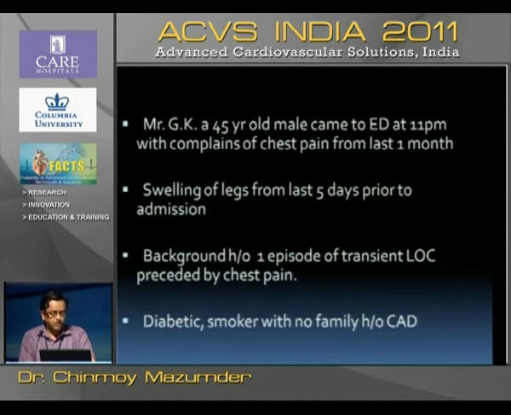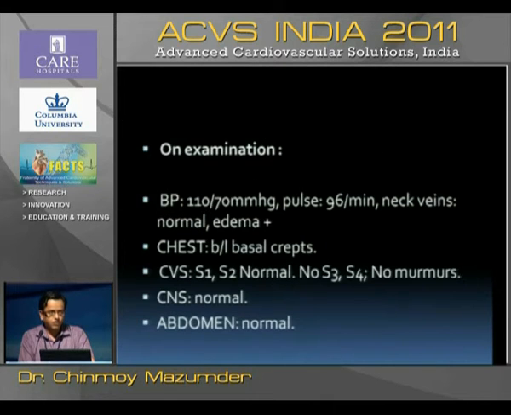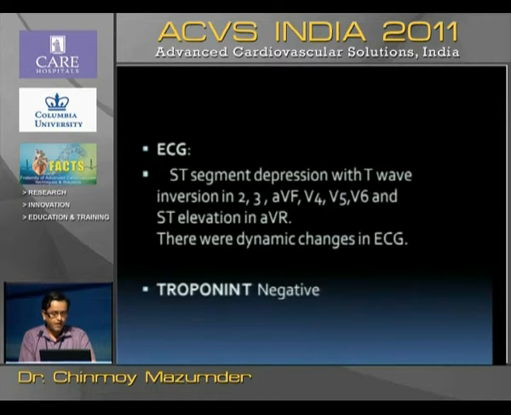He was a diabetic and a smoker without any family history of coronary artery disease. On examination, vitals were stable. The only positive finding was edema, and in the chest there were bilateral basal crepts. Systemic examination was non-contributory. In the ECG, we got ST segment depression, widespread T-wave inversion in 2, 3, aVF, V4, V5, V6, and ST elevation in aVR. There were dynamic changes in the ECG as we observed the patient.